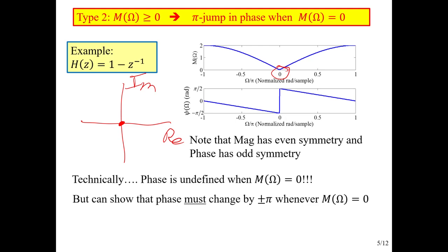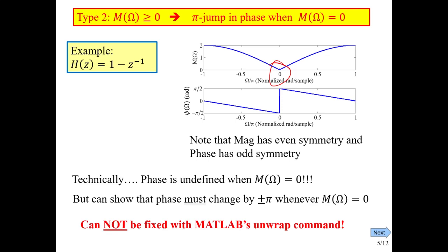And this is the part that I said one can show through the more complicated mathematics of complex functions. Whenever this thing goes to 0, so there's some particular frequency at which it goes to 0, I'm not saying that it's identically equal to 0 for all frequencies, the phase must change by plus or minus pi. Now, that is something that cannot be fixed by MATLAB's unwrap command. So we need to work a little bit harder.